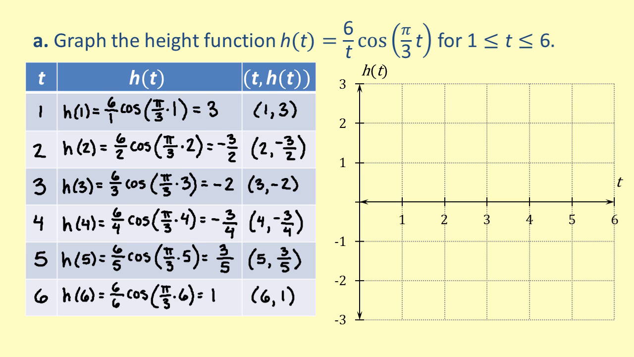Let's plot the 6 points we found on the coordinate plane and graph the height function. The height function appears to follow a damped harmonic motion. Now, let's continue to evaluate this function for larger values of t to observe what happens.